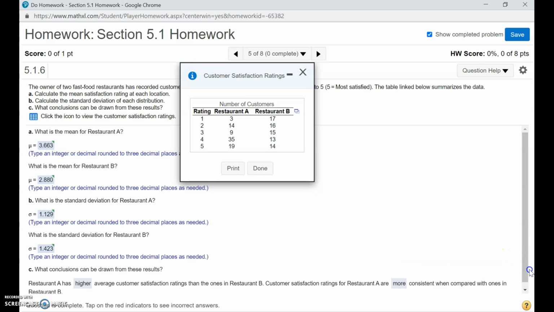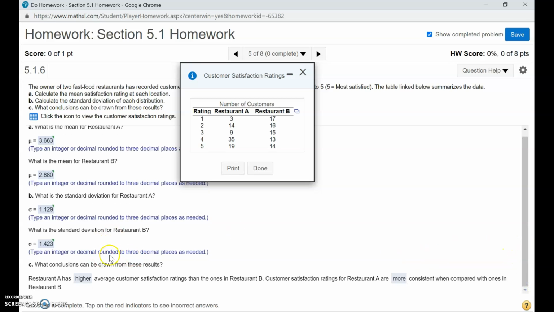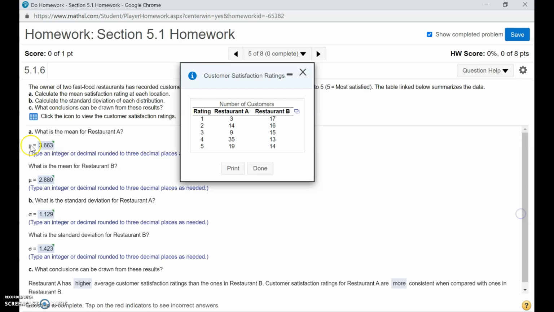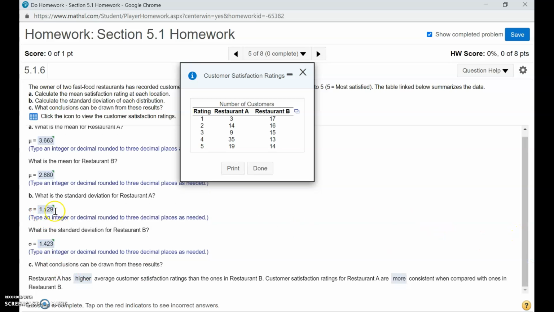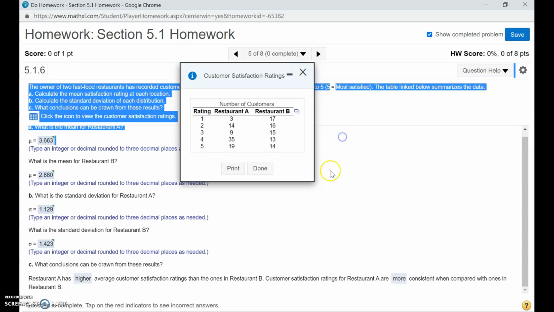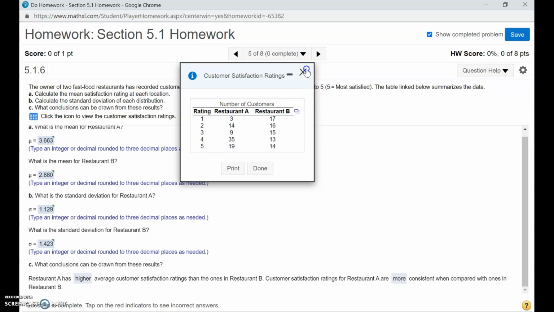Okay, the last part says what conclusions can be drawn from these results. Well, restaurant A had a higher average than restaurant B. Okay, but the standard deviation, the smaller it is, the more consistent it is. And so since restaurant A's standard deviation is smaller, the data is also more consistent. And so this problem will take you a little extra time just because it's really 2 problems in one.